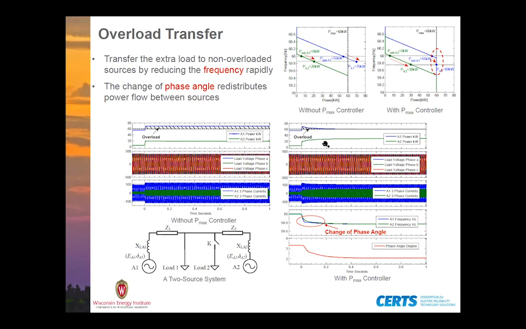After about 0.2 seconds, the output power of A1 goes back to its maximum operation, and the second source, A2, takes the extra load. So the extra load is autonomously transferred to the second source, and the overload is avoided. From the droop curve, you can see that when the source becomes overloaded, the droop curve actually becomes vertical. This is knowledge I learned when I was a postdoc at Wisconsin working with Bob. It's very simple, very straightforward, but it can solve the problem.